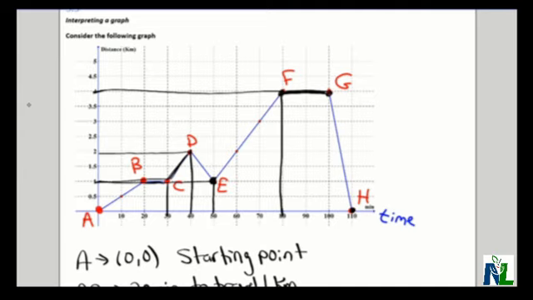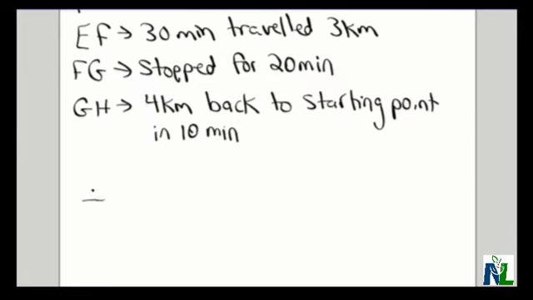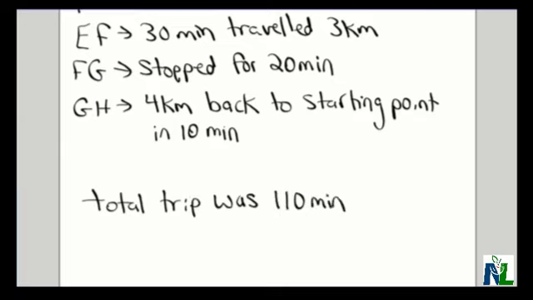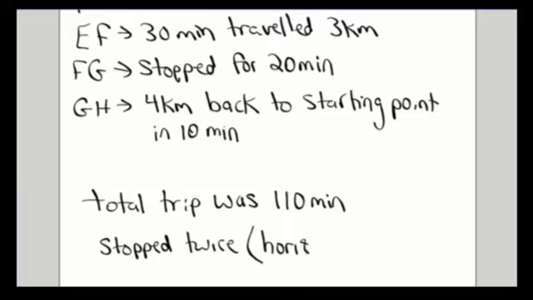So if we look at time 0, the whole trip to our friend's house and all the way back would take us 110 minutes. We can look at how often we stopped and how many times we stopped. Again, we're stopped at horizontal places on our graph, so between B and C and from F and G. So the total trip was 110 minutes, and we stopped twice. And when you're looking for stops, you're looking for horizontal sections in the graph.